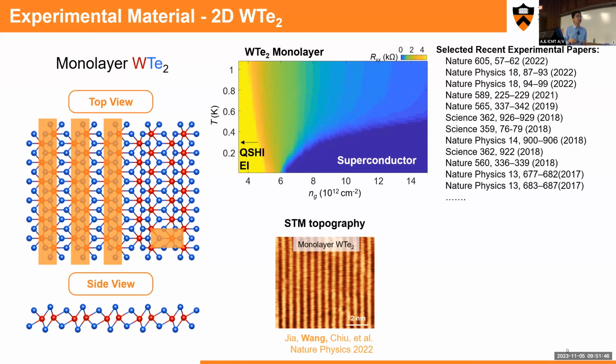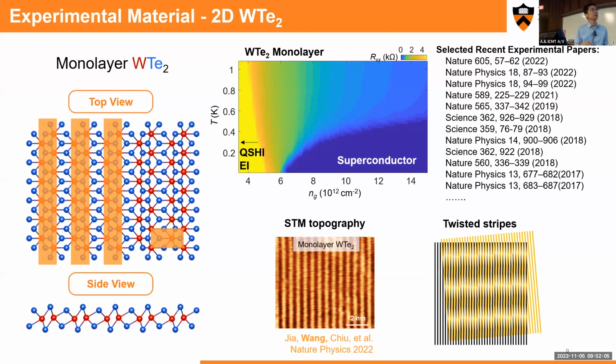In an STM study recently, we collaborated with Ali Yazdani. We found that the topography of the conductance of the tunneling current shows stripes. This is because the tungsten atoms and the tellurium atoms get pushed up like this. And if you twist it, this is the situation that we are going to see.